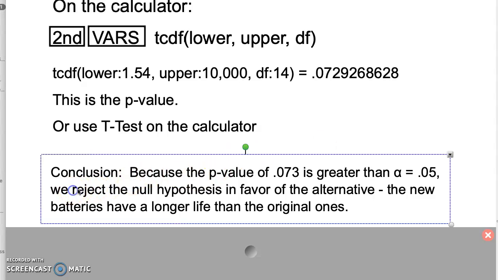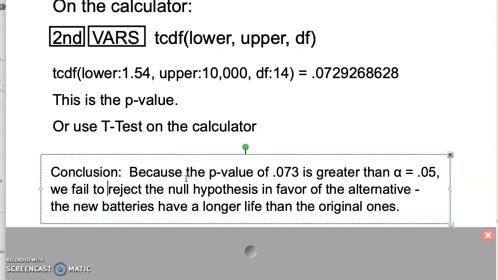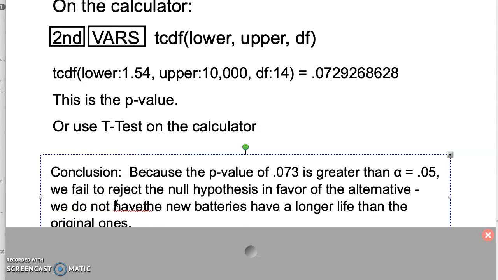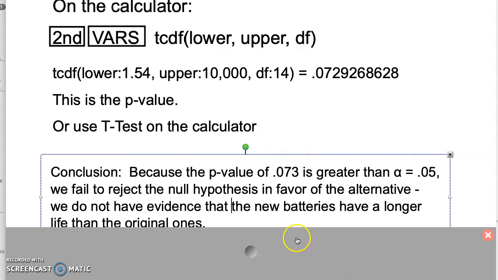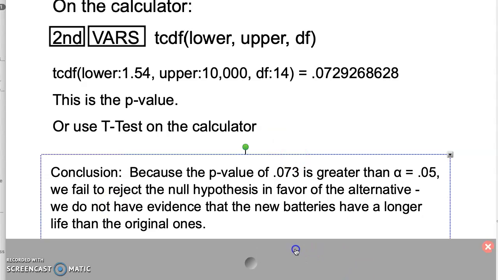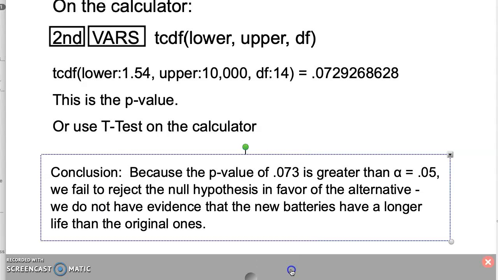we fail to reject the null hypothesis in favor of the alternative. We don't have evidence to say that the new batteries last longer than the old ones. We do not have evidence that the new batteries have a longer life than the old ones. Okay, so that was a mistake on my part, but I don't want to do this again, so I'm just going to leave it there.